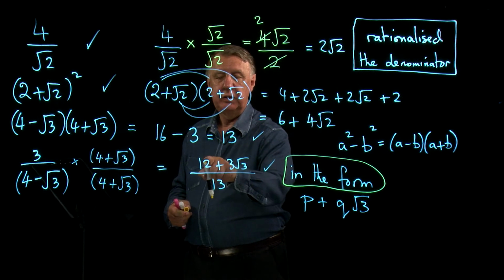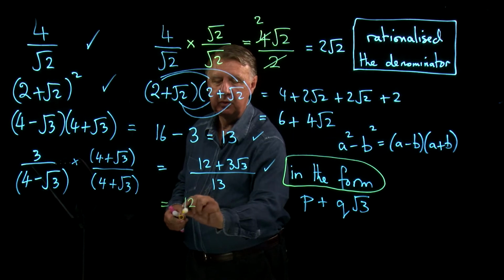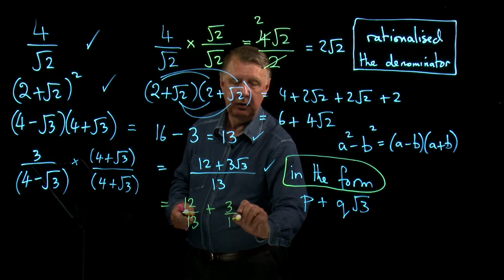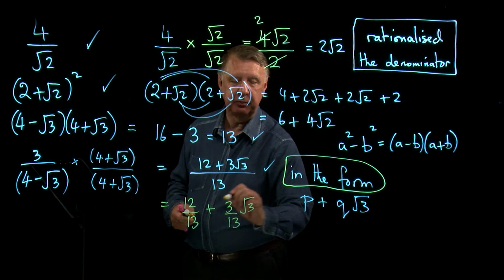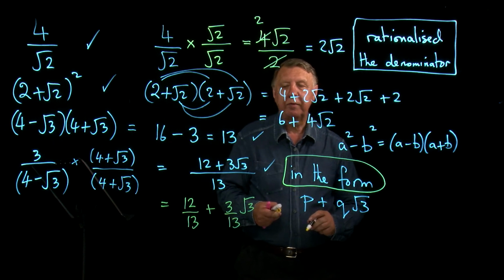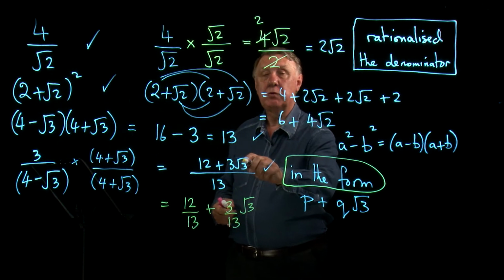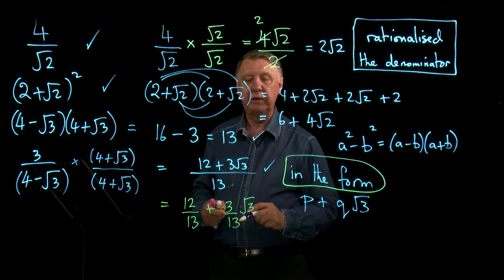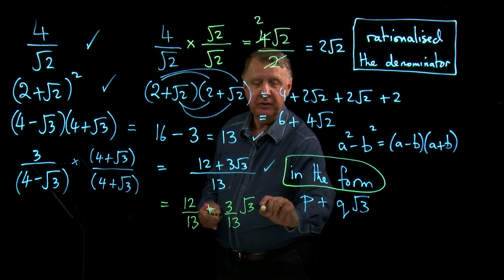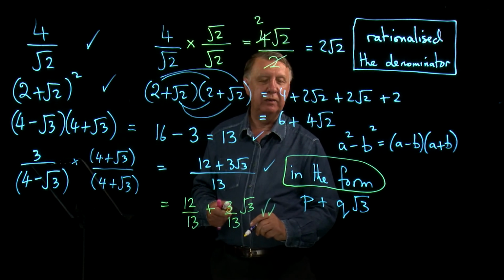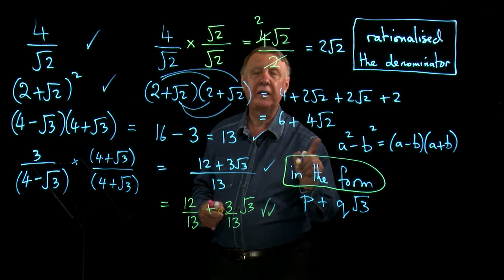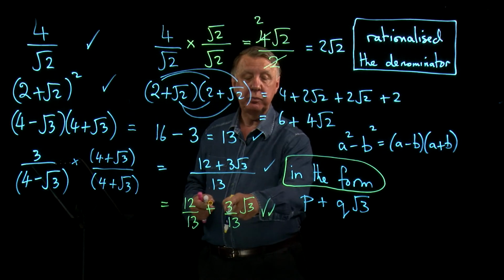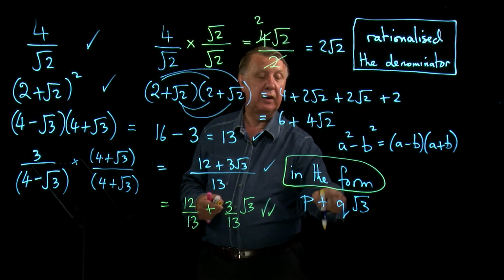I can split this up as 12 over 13 plus 3 root 3 over 13. And so I've taken my correct answer. Remember, this isn't wrong, but it's not in the form P plus Q root 3. And this, I'll give myself a bonus here. We'll have a couple of extra marks because I've now answered the question properly. So don't forget that phrase, okay? You'll see it over and over again. That's what it means. It's got to look like that.